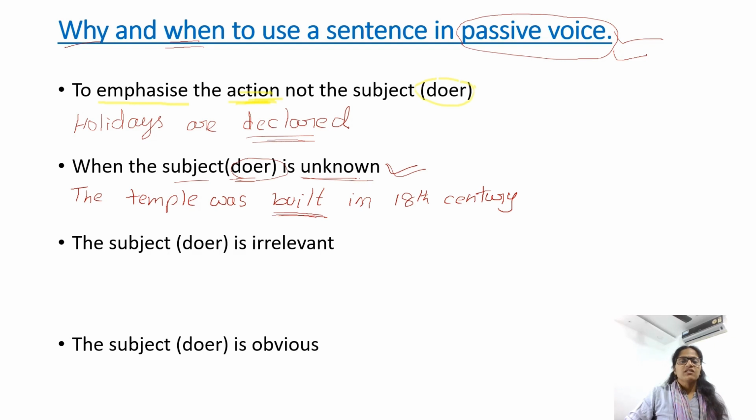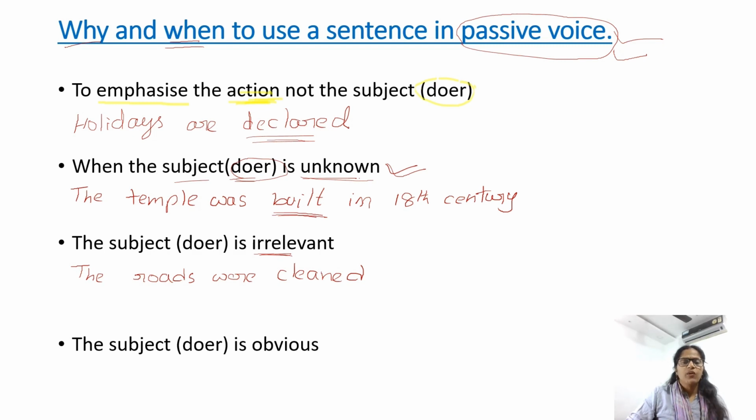The subject or doer is irrelevant. When the subject is irrelevant, not necessary, we use the sentence in passive voice. For example, the roads were cleaned. By whom? It is not necessary.